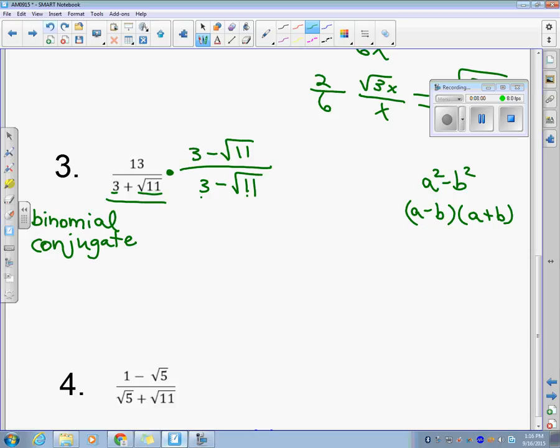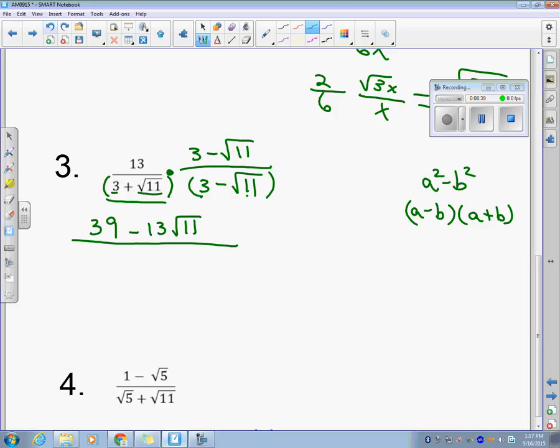Because look what happens now as we multiply these. We're going to do 13 times 3 is 39. And 13 times the square root of 11, this is an outside number, so we're going to leave it outside. So it's 13 square roots of 11. This one has no inside term, so we can pretend that the inside term is 1. So when I multiply a constant by a binomial, I should get a binomial, right? Now this I have to FOIL.